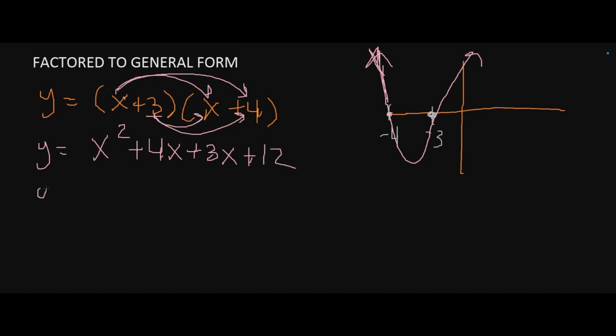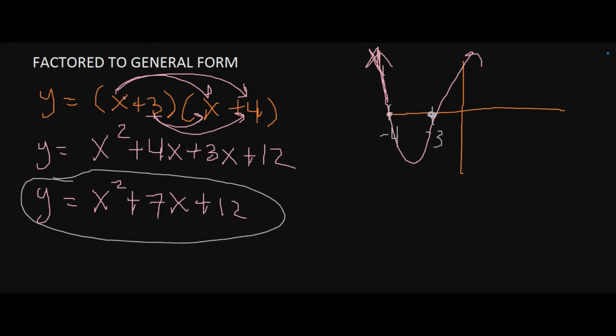Now all I do is just combine like terms. So I'm going to get x squared plus 4x plus 3x. Well, 4, 5, 6, 7, I'll get 7x plus 12. And there we go, I went ahead and went from factor to general. This is my general form of the equation.